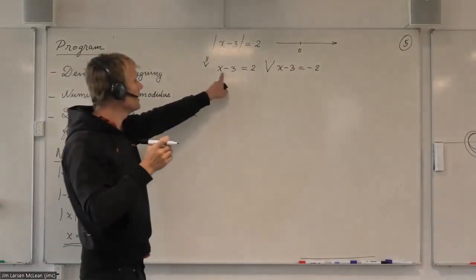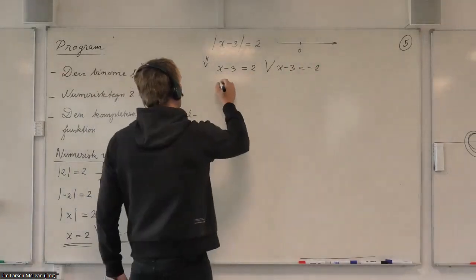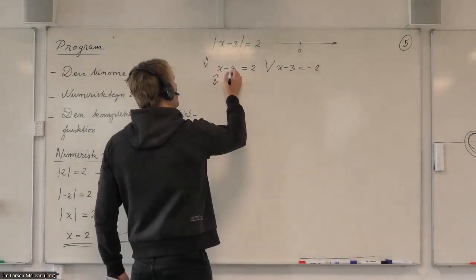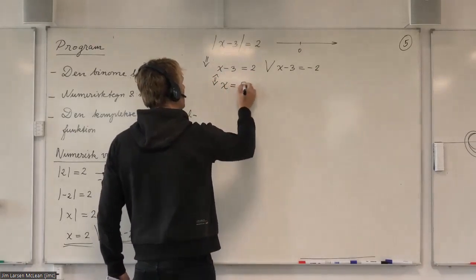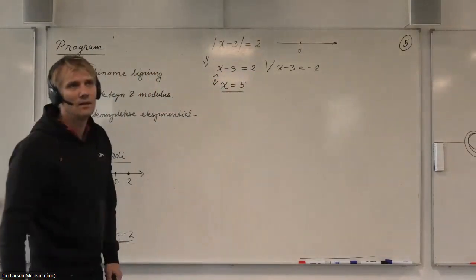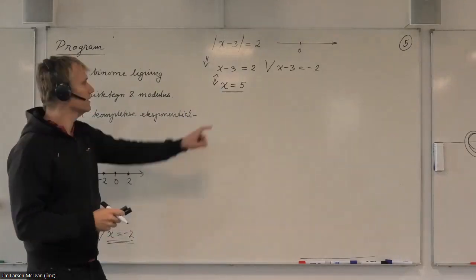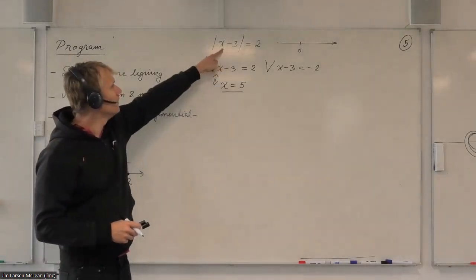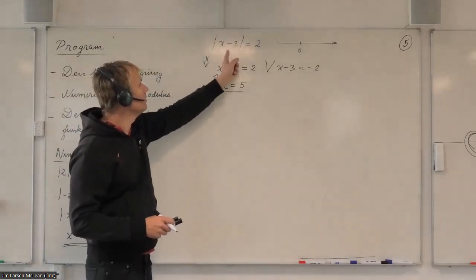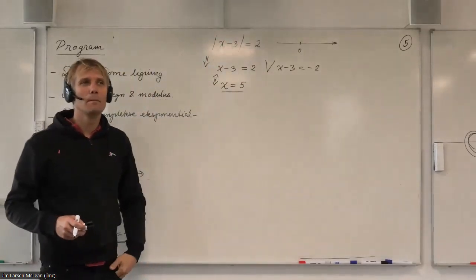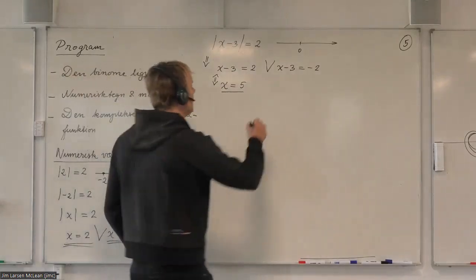If I just finish solving this one first, what does that give us? To solve this equation, I just add 3 to both sides. And if I add 3 to 2, I get 5. Then I have one solution. Does it work? Take the number 5 and plug it in. Then it says 5 minus 3, that's 2. The absolute value of 2 is 2. It works.